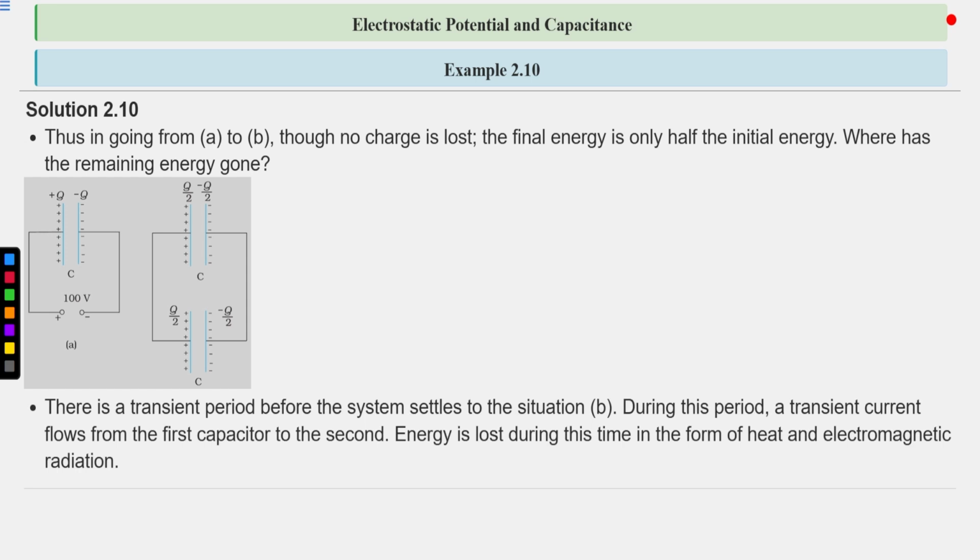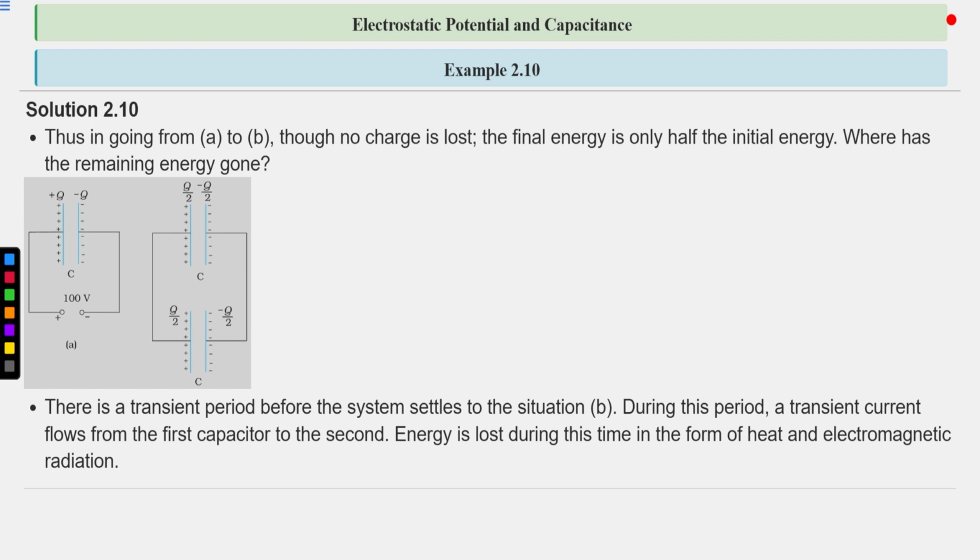There is a transient period before the system settles to the final situation. When we connect the charged capacitor with the uncharged capacitor, there is a transference of charges, due to which current begins to flow from one capacitor to another until the static condition is achieved, until the charge on both capacitors is distributed equally if they are identical. During this period, a transient current flows from the first capacitor to the second. Energy is lost during this time in the form of heat and electromagnetic radiation.